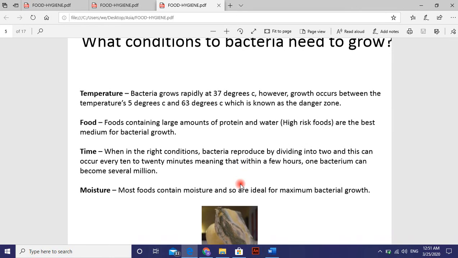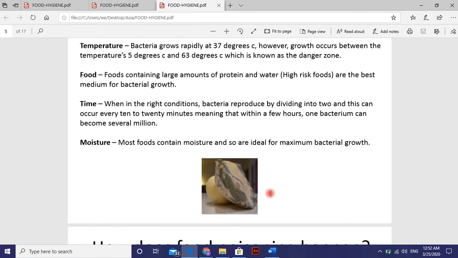Time: imagine that every 20 minutes the bacteria multiply. So within a few hours, the bacteria can become several million if left in the proper conditions. And of course, usually food has moisture and it's ideal for the bacteria to grow. And this is the result.